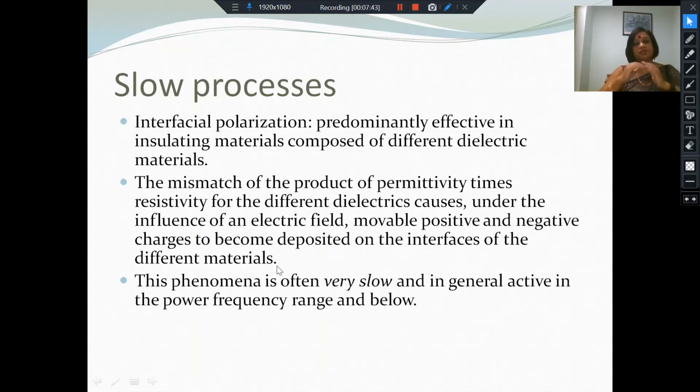And because of accumulation of charge, there will be a kind of charge separation between the charge on the electrode and the charge at the interface. So you really have a large dipole where you have equal and opposite charges, free charges and not bound charges, separated by a large distance. And because this involves the actual travel of charges, this phenomenon is very slow, and it is in general active in the power frequency range and below.